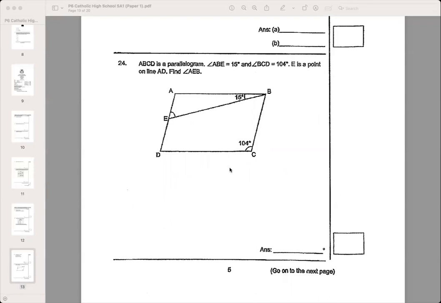Okay, so the question is asking for angle AED. So this is a parallelogram. What a parallelogram tells you is that opposite angles are equal. So this has to be 104. All right. So now angles in a triangle add up to 180 degrees, minus away the other 2 angles. You get angle AEF, which is 61 degrees. This is simple. All right.